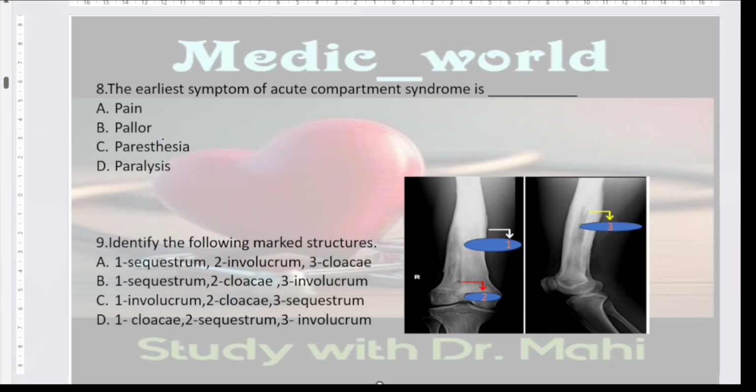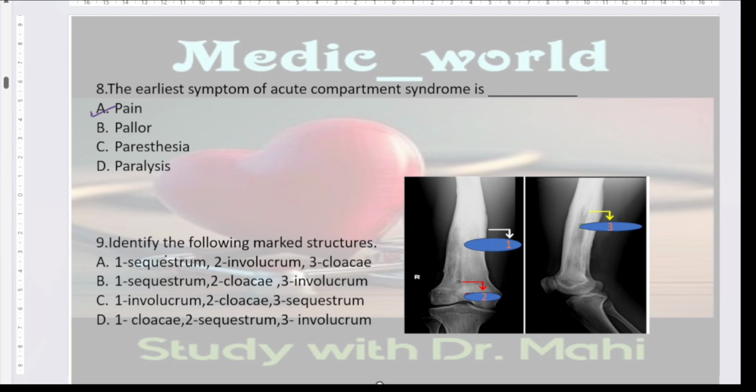Then the next question is the earliest symptom of acute compartment syndrome is. The earliest symptom of acute compartment syndrome is pain, which is not responsive to analgesics given.